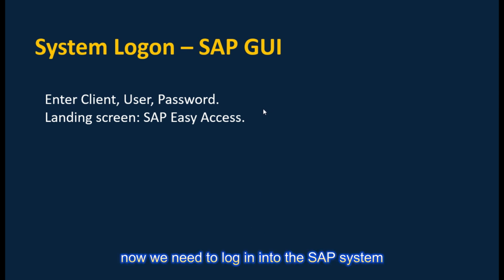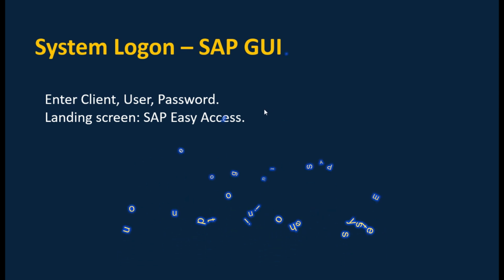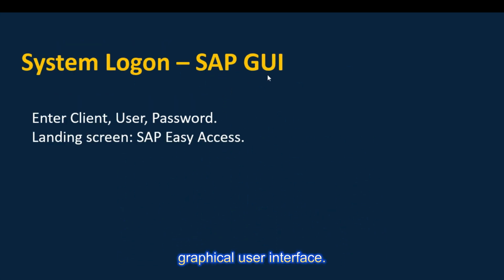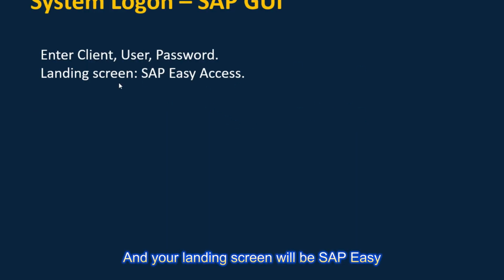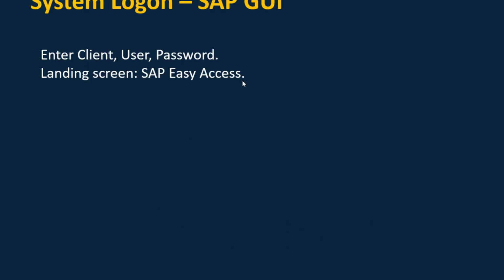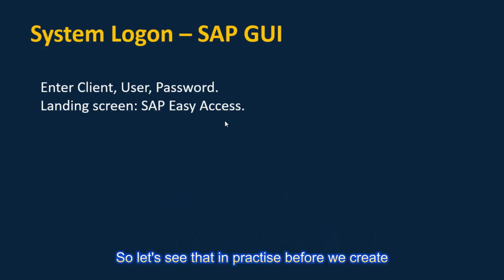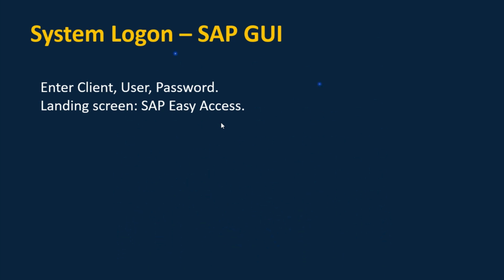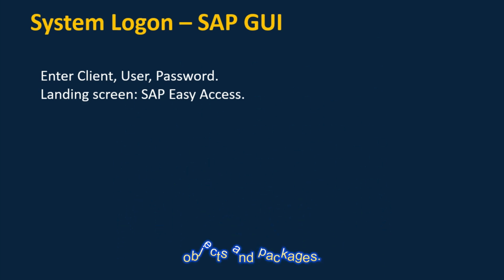Okay, now we need to log into the SAP system through the SAP graphical user interface. You need a client number, a user name, and a password, and your landing screen will be SAP Easy Access. So let's see that in practice before we create objects and packages.